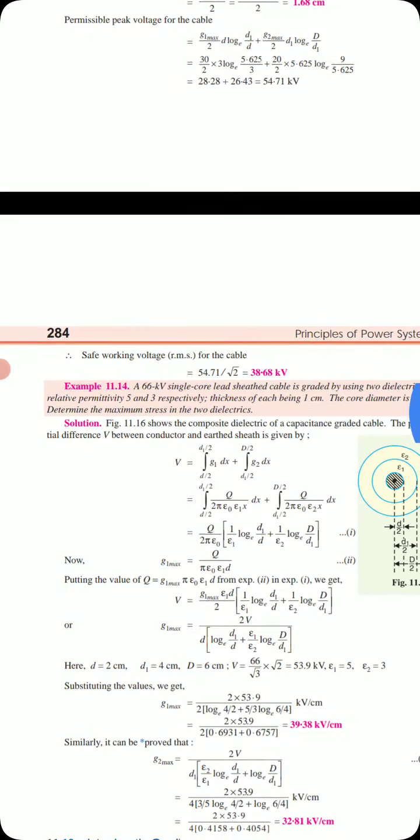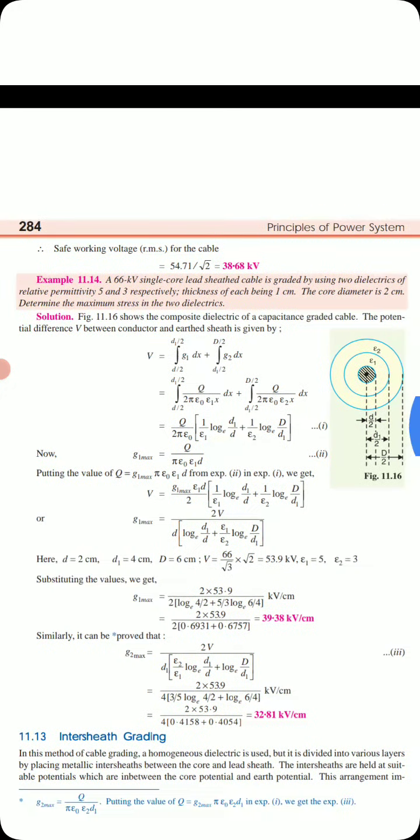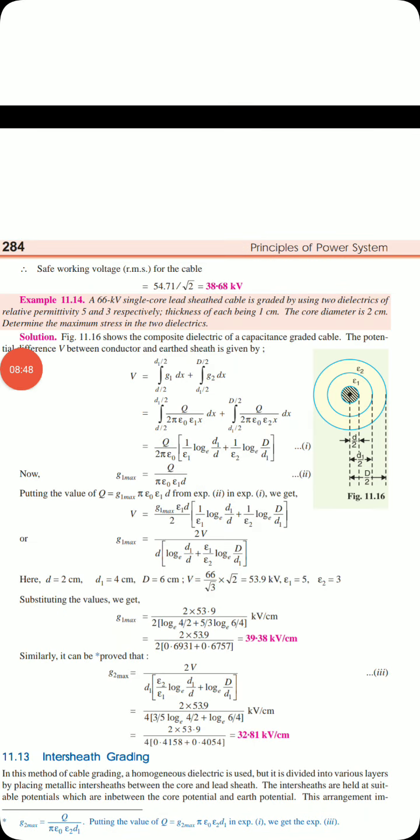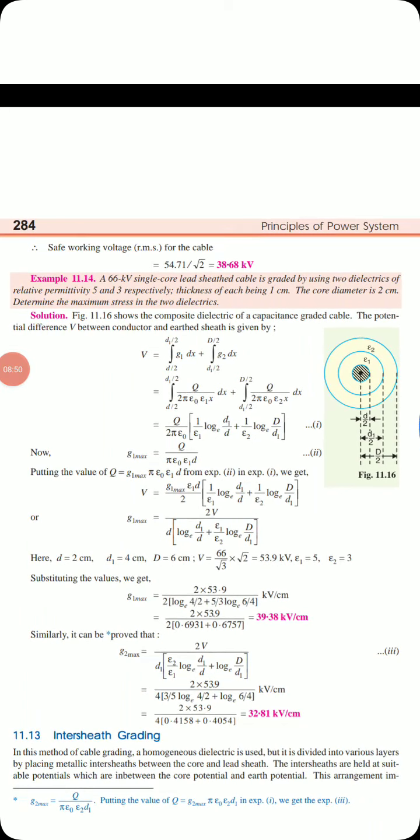Same one, another problem is there, you can solve this problem on your own. Here it is given a 66 kV core lead sheathed cable graded by two dielectrics of relative permittivity 5 and 3 and thickness of each being 1 centimeter, core diameter is 2 centimeter. So you can solve this problem on your own, the same as the previous one.